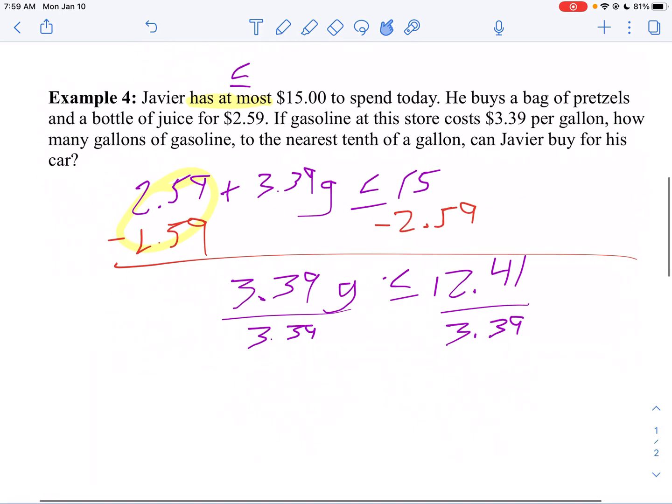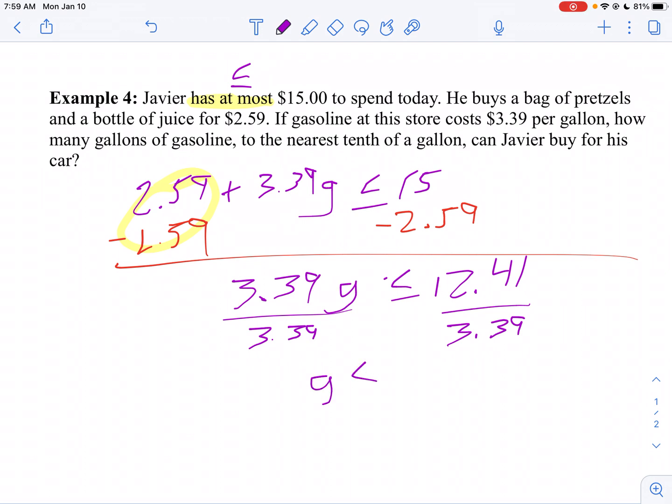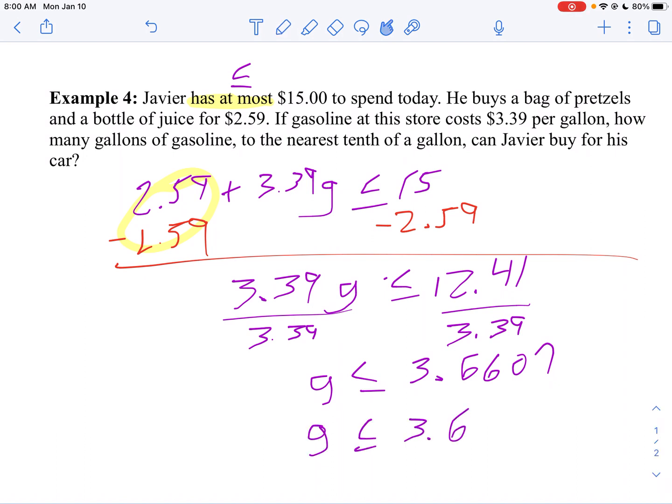So if I take G is less than or equal to 12.41 divided by 3.39, we get 3.6666, right? No, 3.6607. But I can't spend more than that. So if I try to do 3.7, I won't have enough money, would I? Technically, the person would probably give you a penny to fill it out, but I'm going to say, round it to the nearest tenth, G is less than or equal to 3.6. Round down because you don't have enough money.